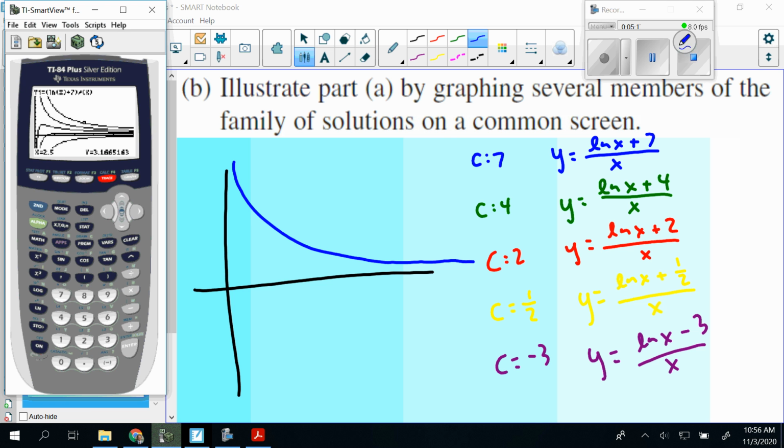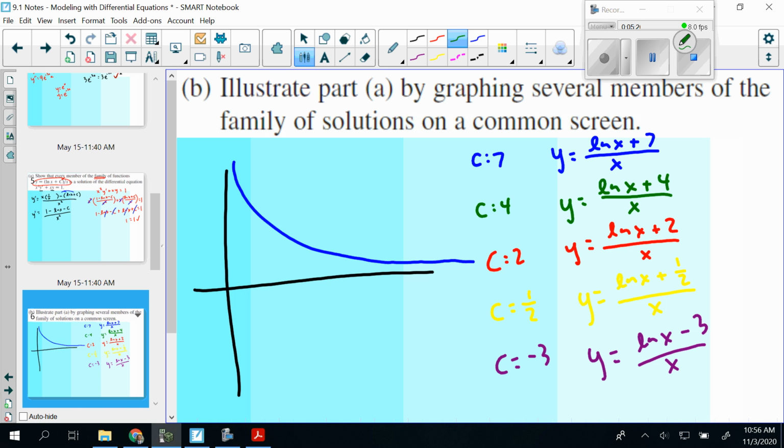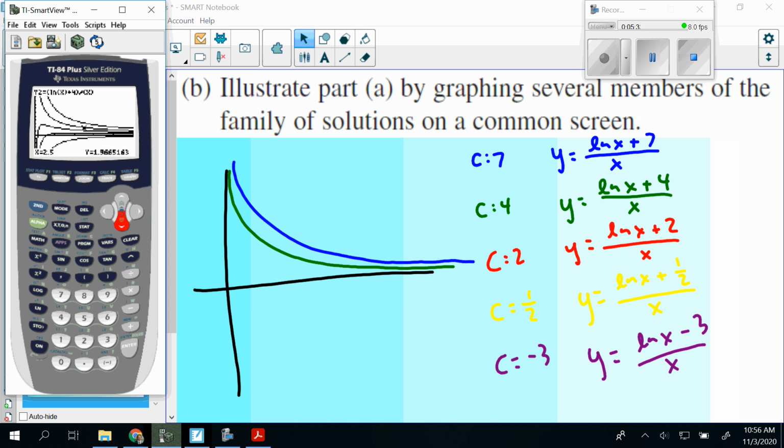Our next one down, if you hit the up and down arrow, that's the +4 one. So this green one kind of does the same thing, but it kind of goes down more here. The next one looks like that one's the +2 one.